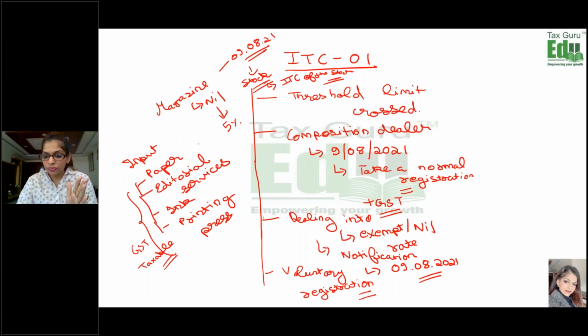Okay. Reshma ji, you are asking whether composition dealers are allowed to avail input tax credit? This we have already covered in detail in the composition dealer class, and you are not allowed to take the ITC because your output liability is just 1% or 5% depending upon the type of goods you are dealing in, and that has to be paid out of your own pocket. There is no ITC available to the composition dealers.